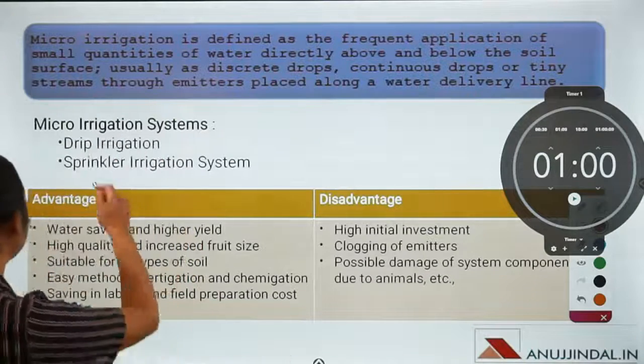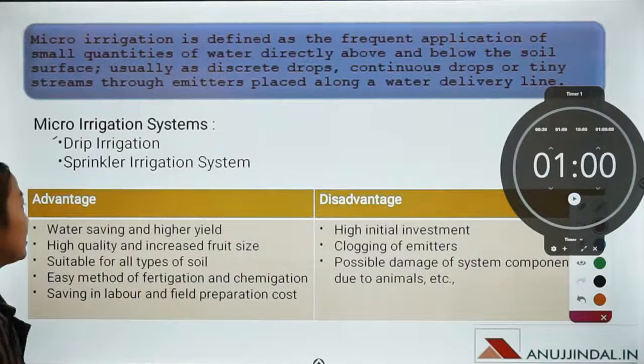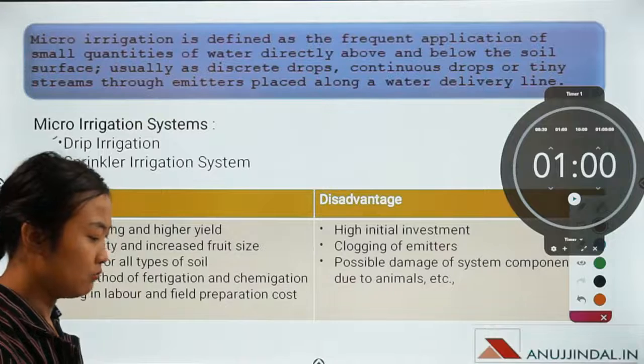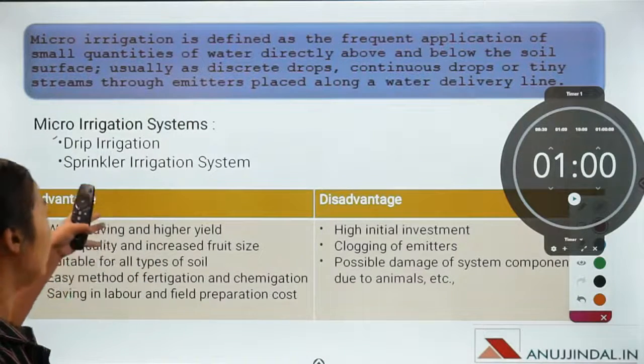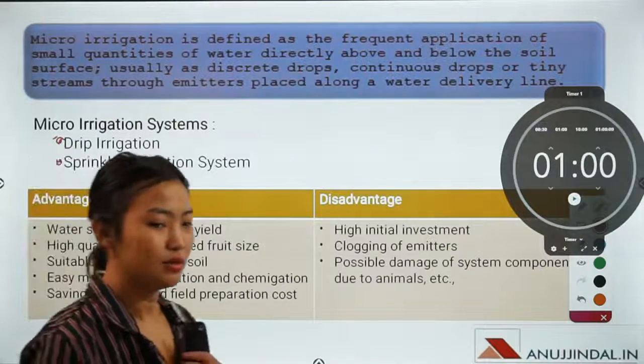So micro irrigation can have different types of systems under it. We have drip irrigation as well as sprinkler irrigation. Other than that, we also have certain kinds of irrigation systems like jet irrigation systems and so on. But these are the most common ones.